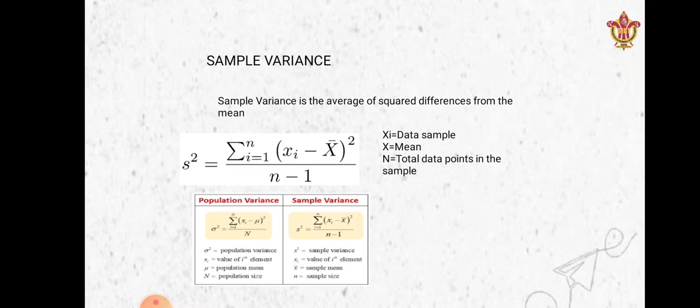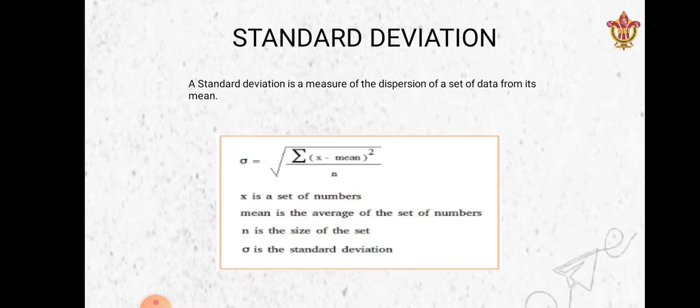According to this, the formula is set where xi represents the data sample and x represents the mean, as we all know. N is the total number of data points in the sample.